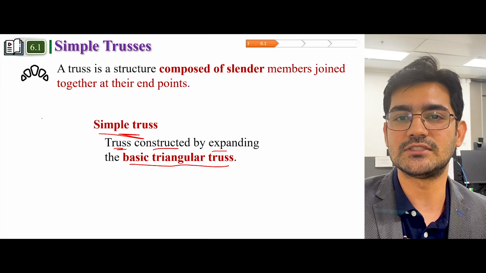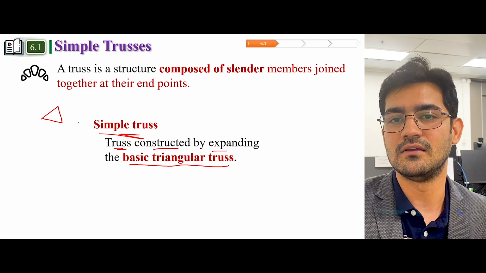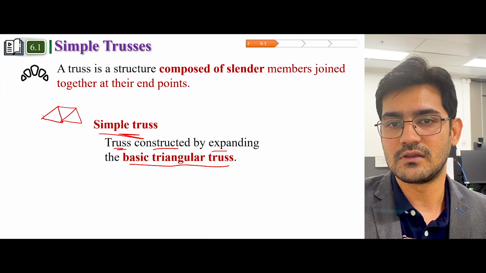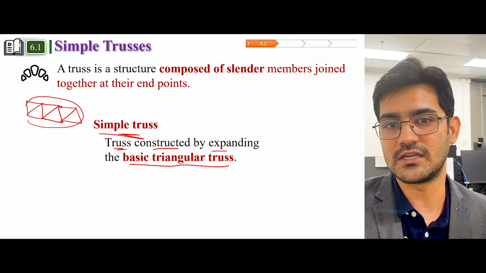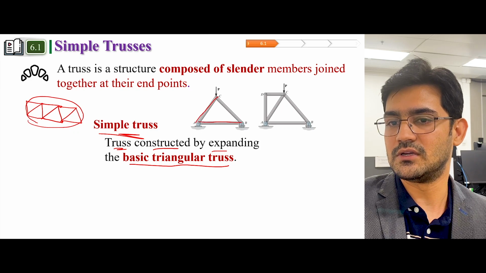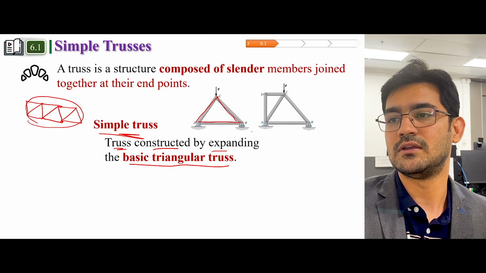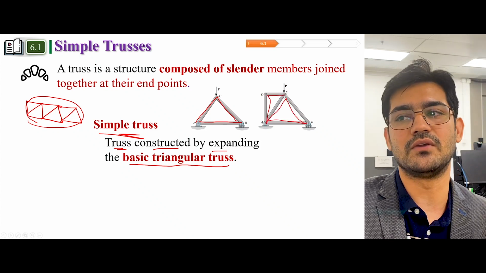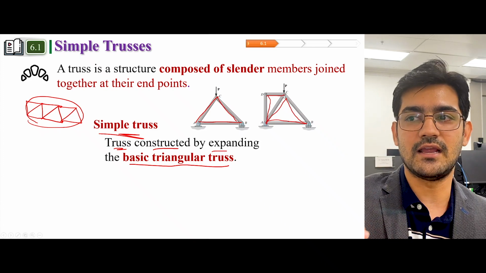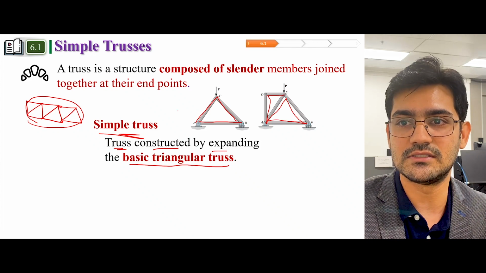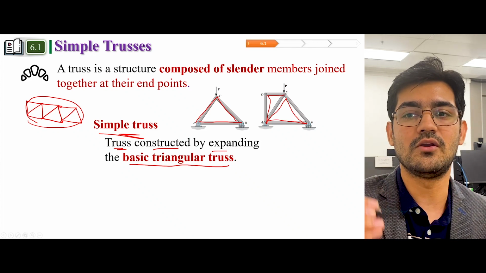So basic triangular trusses means that we need to have a triangle, and if there are so many different triangles and we are making a truss by using only triangles, then this type of truss would be called a simple truss. For example, this is a basic triangular truss, and on the top of this basic triangular truss we have added another basic triangular truss. So if this is the case and we built a big truss by making use of these basic triangular trusses, then this kind of structure would be called a simple truss.